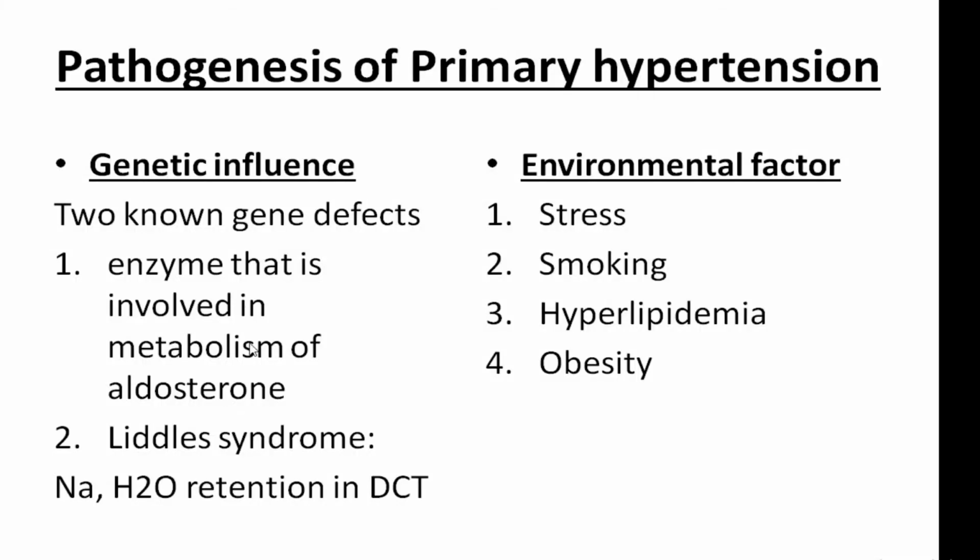The second genetic cause of primary hypertension is Liddle syndrome. Liddle syndrome is related to renal disease. In the distal convoluted tubules, there is increased sodium and water retention that causes Liddle syndrome, and that contributes to primary hypertension. So this was the genetic influence. And the second factor that contributes to primary hypertension is environmental factors, like stress, smoking, hyperlipidemia, and obesity, etc.